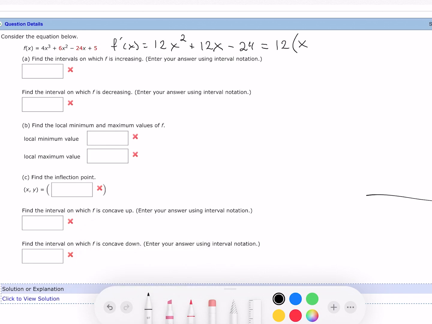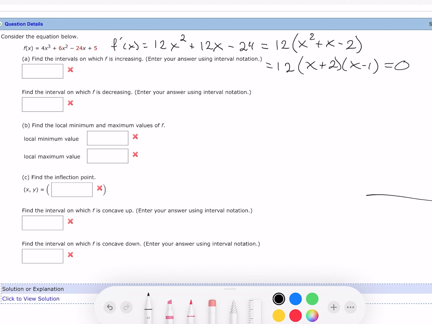That leaves us with x squared plus x minus 2, and then factor it one step further: 12 times (x plus 2) times (x minus 1). This is f prime. And the next thing we're going to do is set it equal to 0. We'd like to know where we have our horizontal tangent lines. When does f prime equal 0?